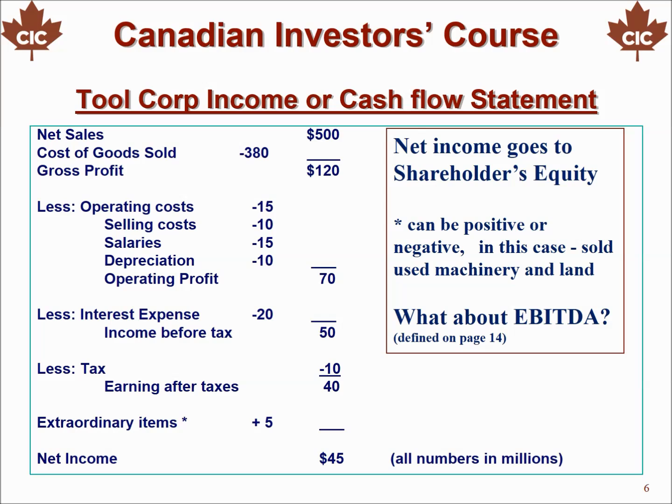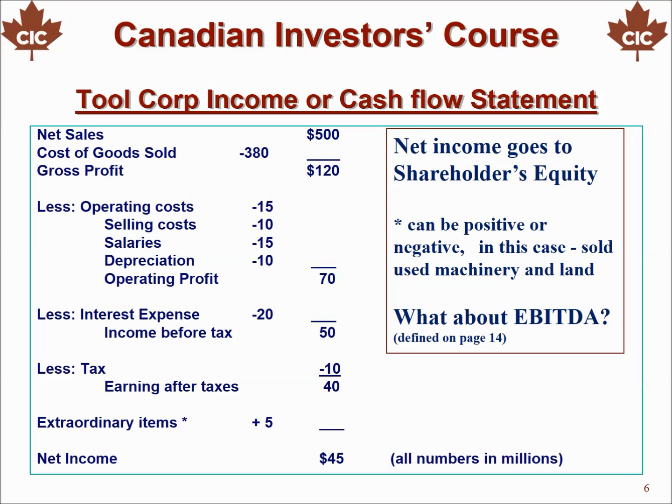Okay. Now, let's look at ToolCorp. And how does their cash flow statement look? Well, they got net sales of $500,000, because these are all, the 1,000 part is missing in all cases, or millions. Oh, it's millions in this case, so 500 million. Cost of goods sold is 380 million. Gross profit, if you subtract cost of goods from sales, is 120 million.